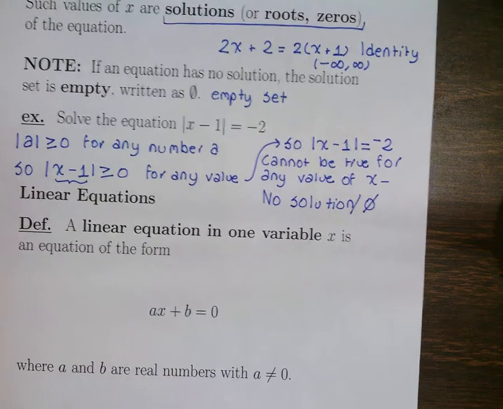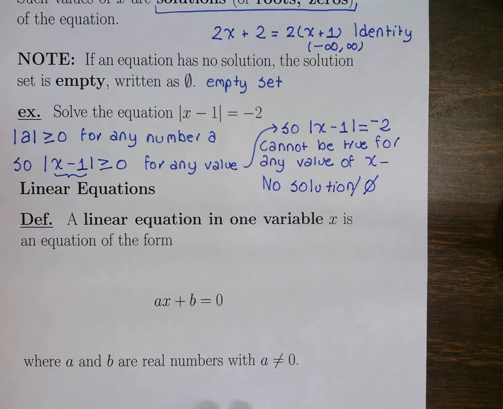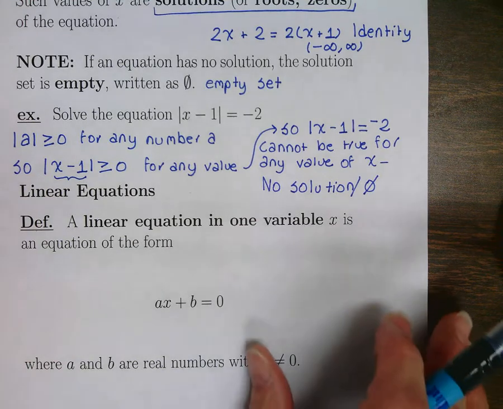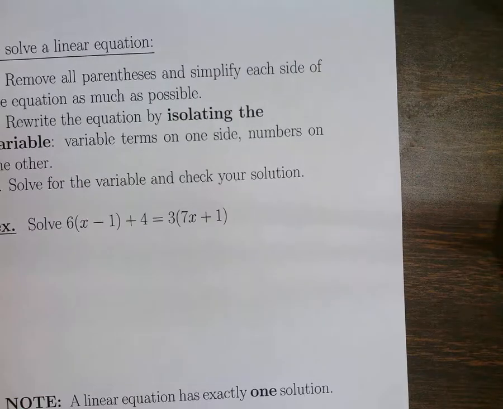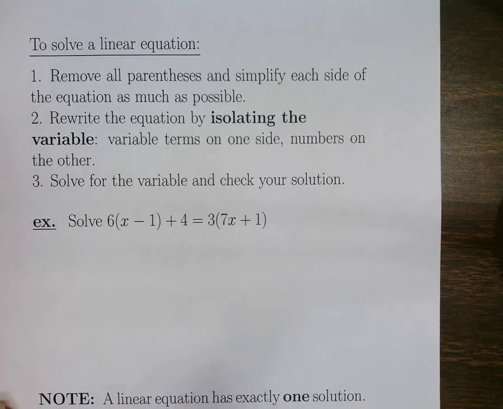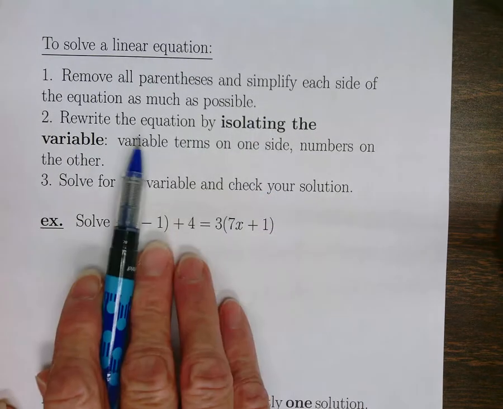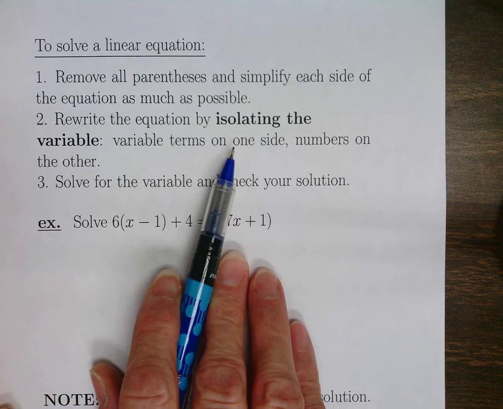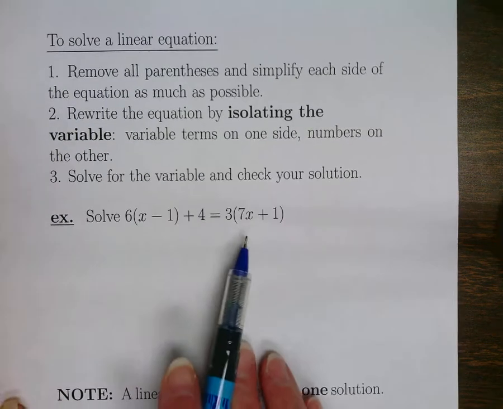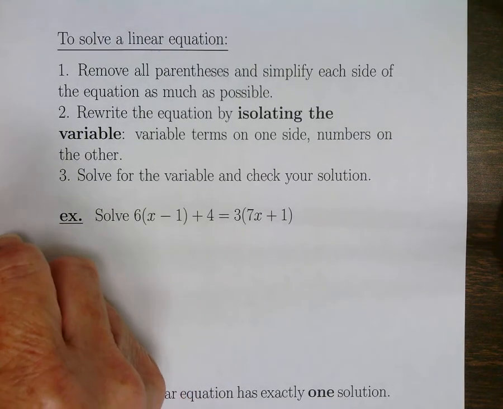Now, the most basic type of equation is a linear equation, which is an equation where the variables are raised to the first power, and we just have one solution. And you're used to these. These are the first types of equations you learn to solve. To solve that type of equation, we simply want to follow these basic steps: remove parentheses and simplify, then rewrite the equation by isolating the variable, variables on one side, numbers on the other. Solve and check.